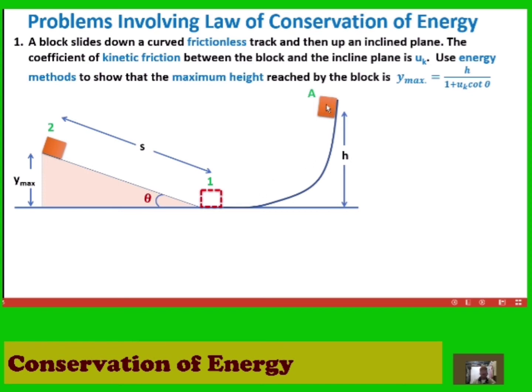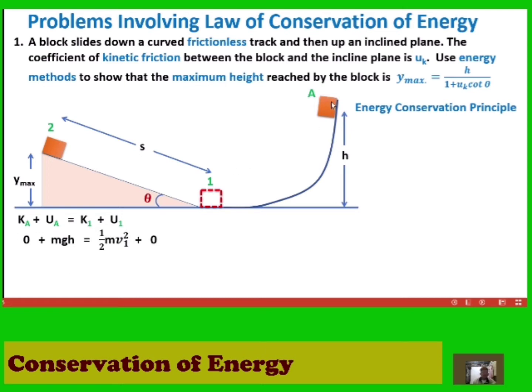So this is the block. It moves from point A along this frictionless curved path to point 1 and up to point 2. So from the energy conservation principle, the sum of the kinetic energy and potential energy at point A is the same as the sum of kinetic and potential energy at point 1.